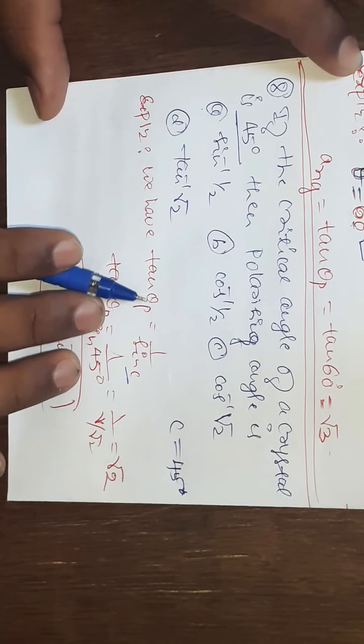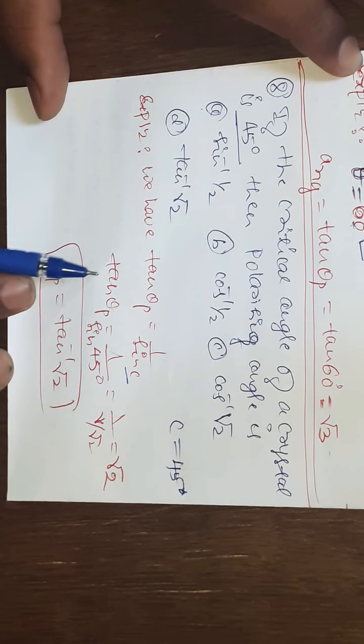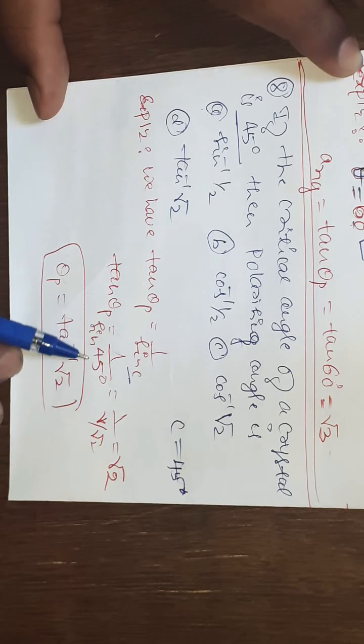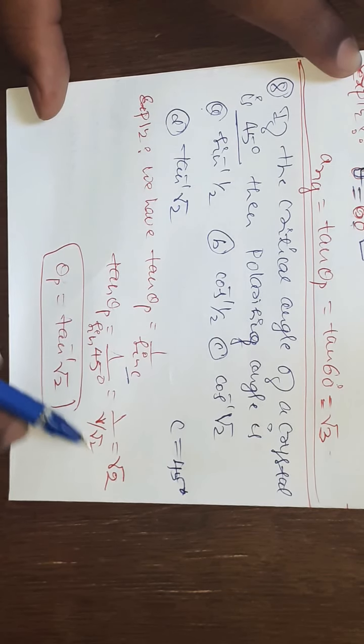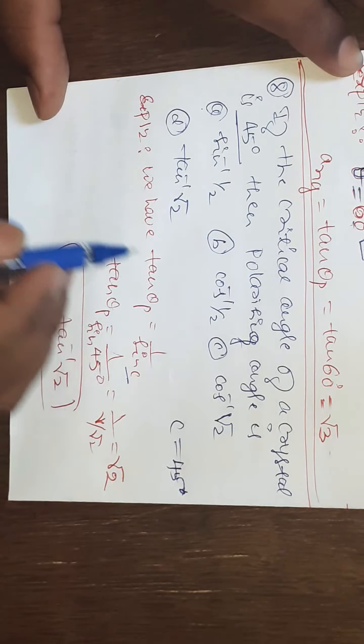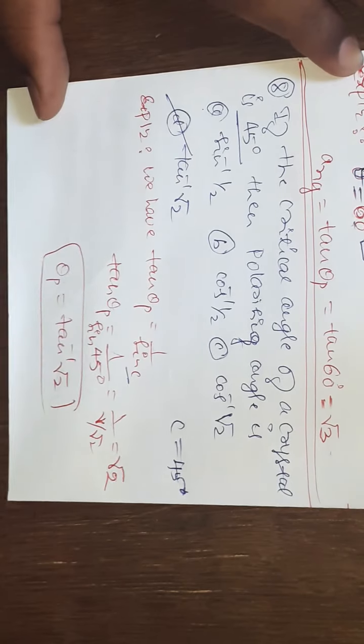The relation between theta p and C is tan theta p equal to 1 divided by sin C. The value is given, it is 45. Sin 45 is 1 by root 2, means this becomes root 2. So theta p equal to tan inverse of root 2. Tan inverse of root 2. D is the right answer.